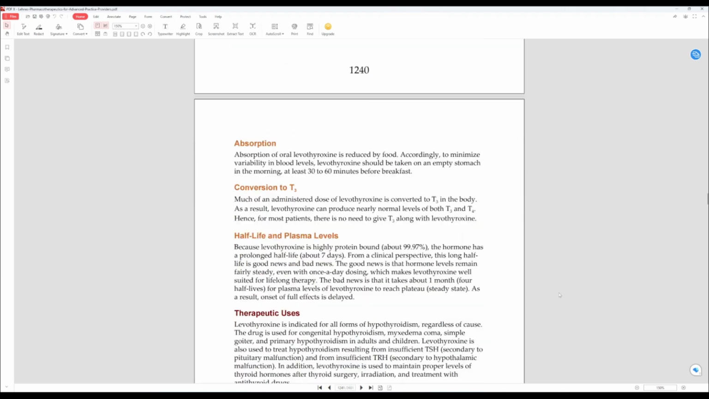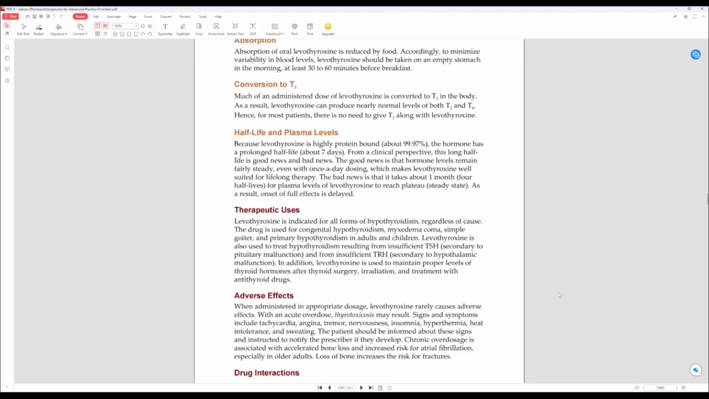The pharmacokinetics. Its absorption. Absorption of levothyroxine is reduced by food. Accordingly, to minimize variability in blood levels, levothyroxine should be taken on an empty stomach in the morning, at least 30 to 60 minutes before eating breakfast. The conversion to T3. Much of an administered dose of levothyroxine is converted to T3 in the body. As a result, levothyroxine can produce nearly normal levels of both T3 and T4. Hence, for most patients, there is no need to give T3 along with levothyroxine.